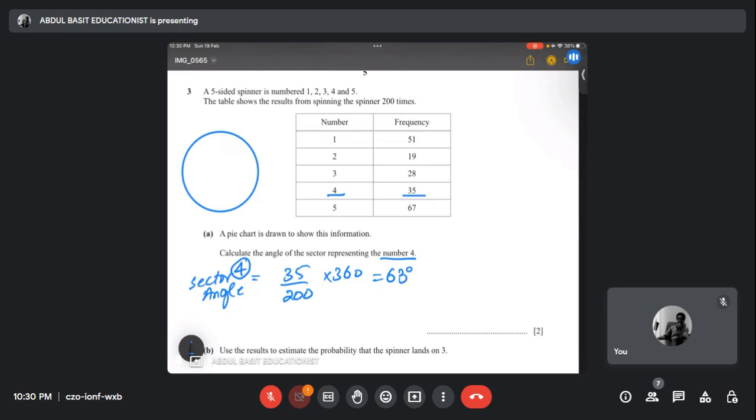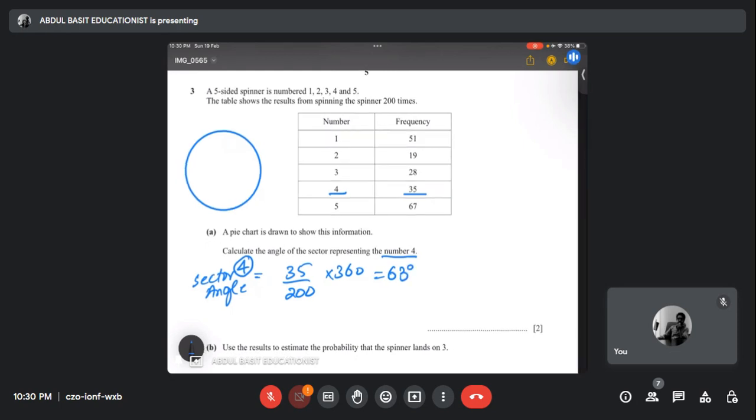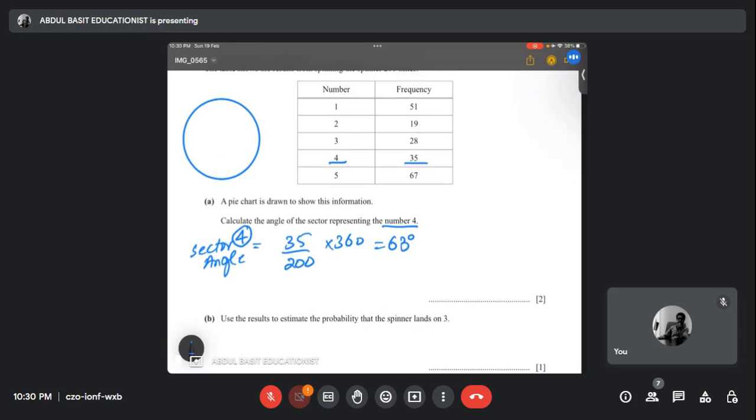Very good, thanks. Now they say estimate the probability that the spinner lands on 3. There are a total of 200 chances, and out of these the spinner landed on 3 for 28. So 28 out of 200 is the probability that the spinner will land on 3. 28 out of 200 is 7 out of 50. It's 0.14 or 14%, and 7/50 is the same thing.